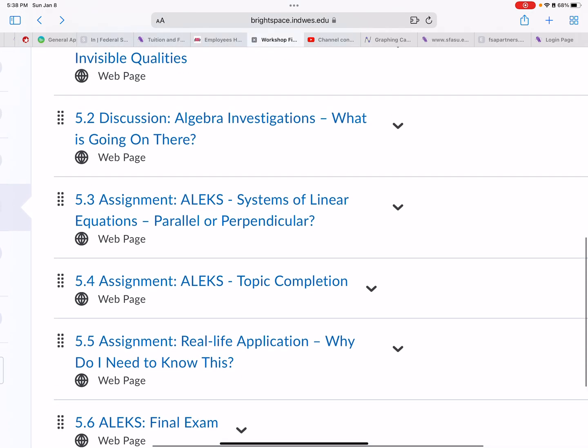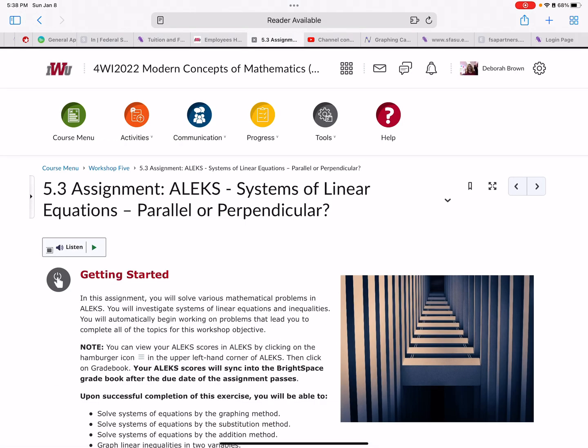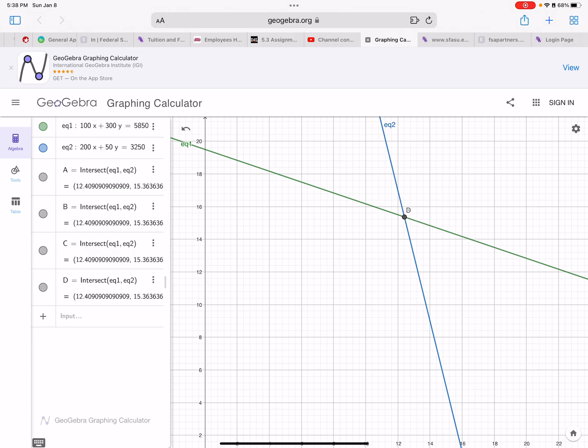So I would jump back to the GeoGebra. Remember that little link that we were just on, which is this one here. Okay, and let me just clear all of this stuff. All right, so I'm going to clear all this.